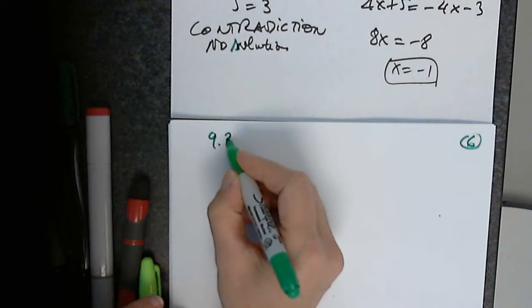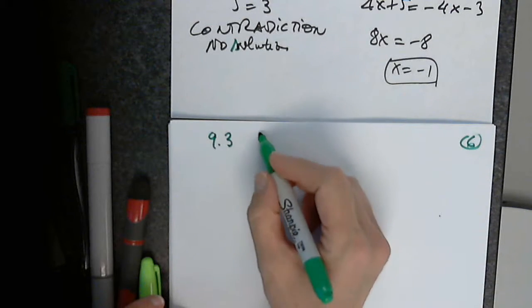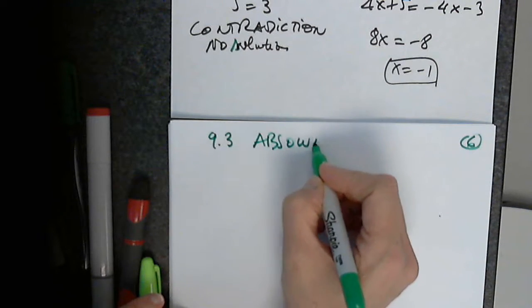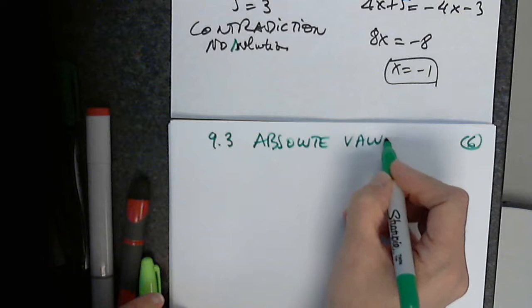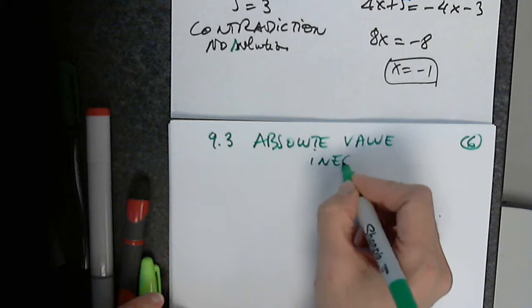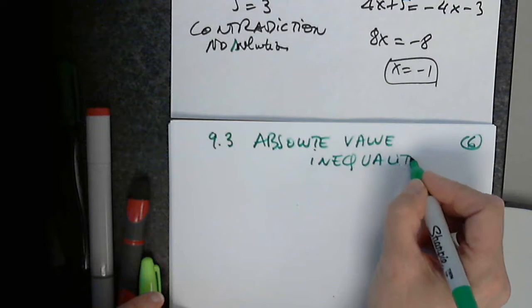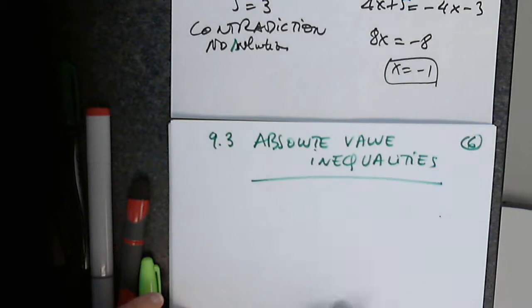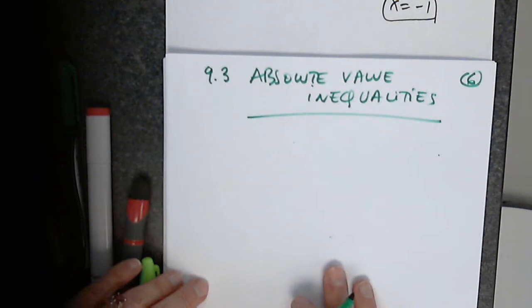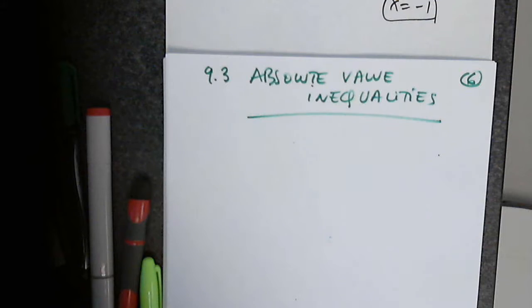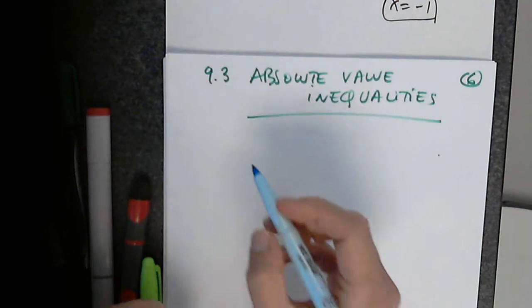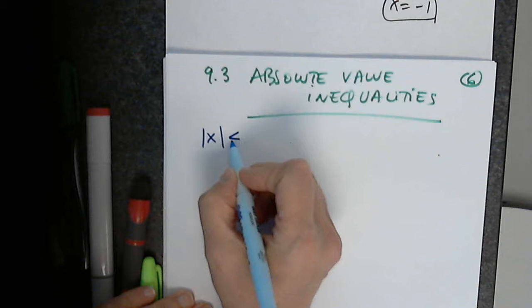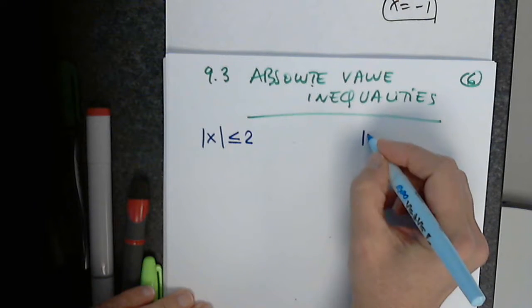Okay, 9.3. Absolute value inequalities. Okay. Again, I'm going to start with two very simple situations, and then we'll branch off from there like we just did. Here it is, the first example. And here will be the second example.